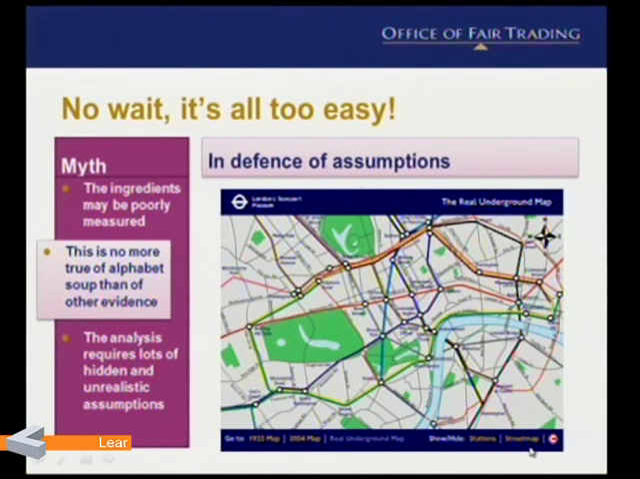Is that an easier model to use than the first model? No, it is not. Why is that? Well, as the guy who created the original map, whose name was Harry Beck, said in 1933, when you're underground, geography doesn't matter. Connections are the thing.